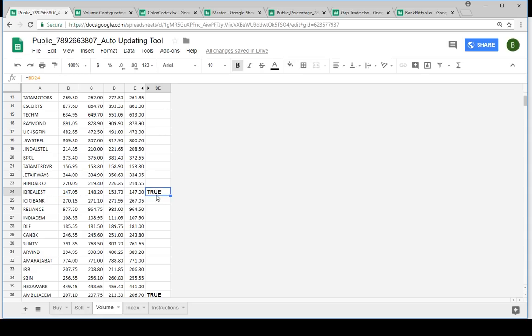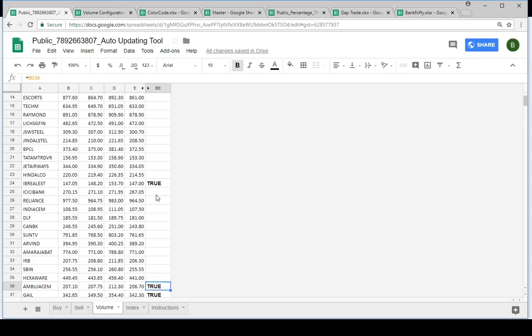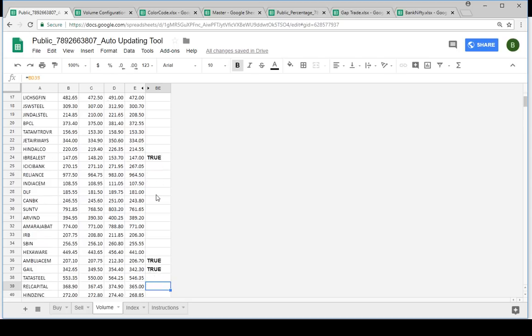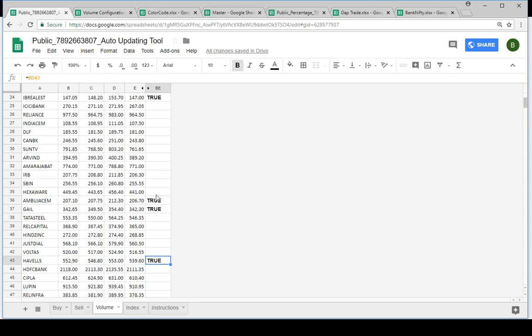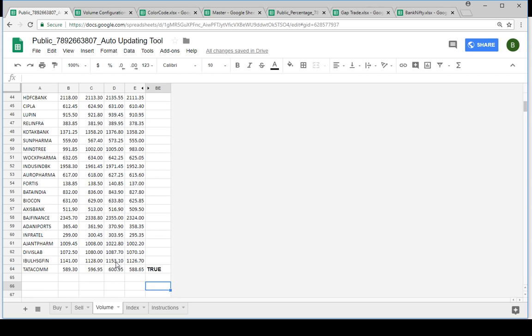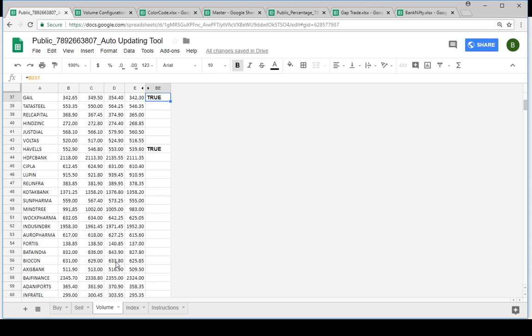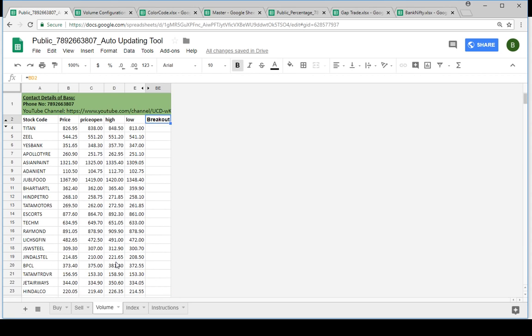That means this stock is trading at the day low at that point of time. Similarly, Ambuja was at a day low, and you can see Gail also was at a day low, and on the other side you can see Havells now. 552.9 it is trading at, and 553 is the day high, so it is saying true. So probably this will help you in picking the stocks to trade. You can just watch out if there is any stock which is trading at a day high, and you can take a trade out of it.